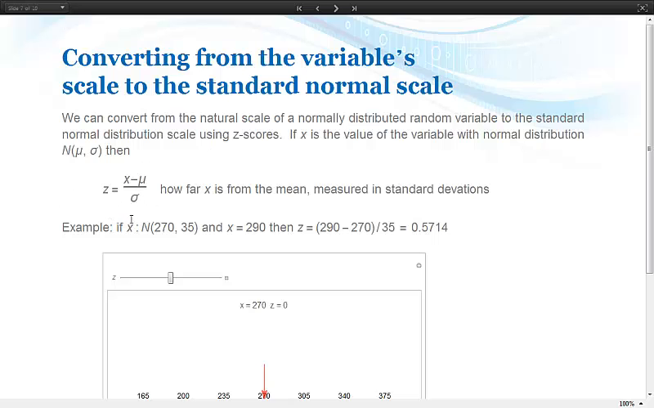So for example, if x is a normally distributed random variable, that's what this symbol means, with a mean of 270 and a standard deviation of 35, and my x value is 290, then the z-score for that x value is 290 minus the mean, 290 minus 270, divided by 35, or about 0.5714. Often z-scores are rounded to 2 places, but we'll stick with our standard 4-place notation here. What does that mean? It means that 290 is about a half, or about 0.6 standard deviations above the mean, because I have a positive z-score.